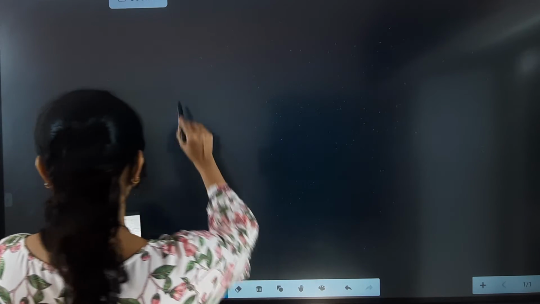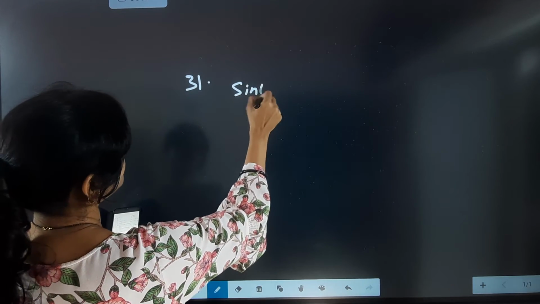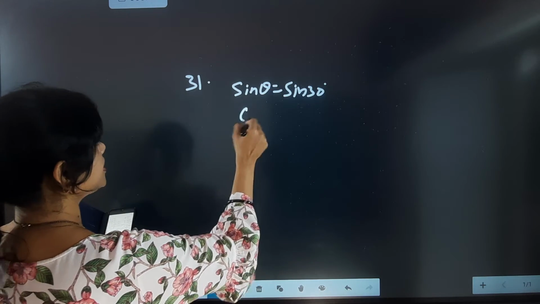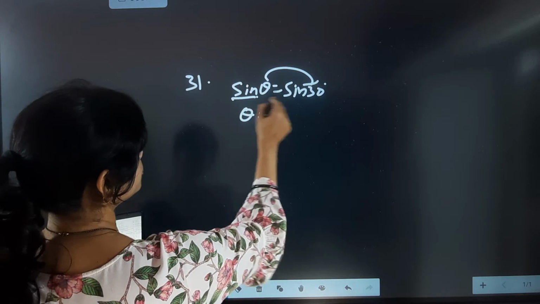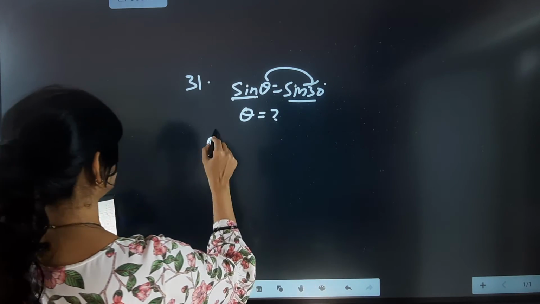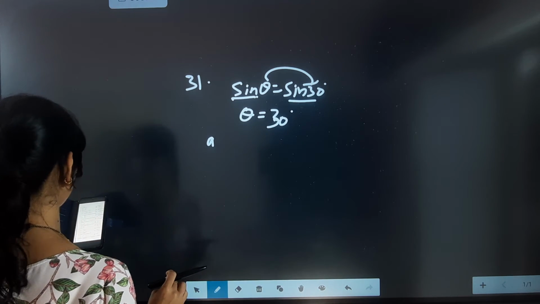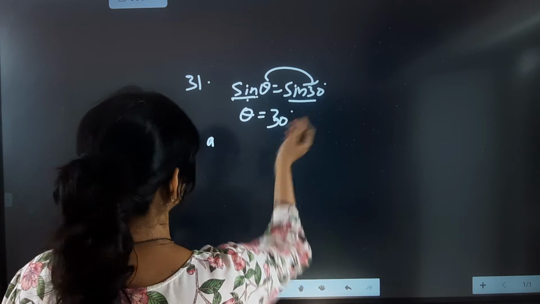Now the 31st question. They are telling that sin theta equals sin 30 degree. Then what will be theta? Theta will directly become 30 degree, because they are both the same trigonometric ratio. See, sin theta equals sin 30 degree, so theta will be equal to 30 degree. That's it.